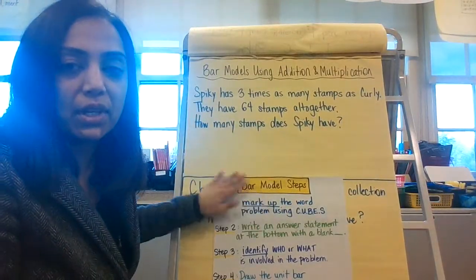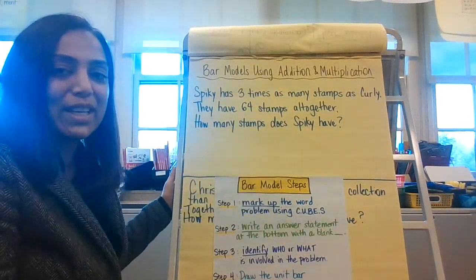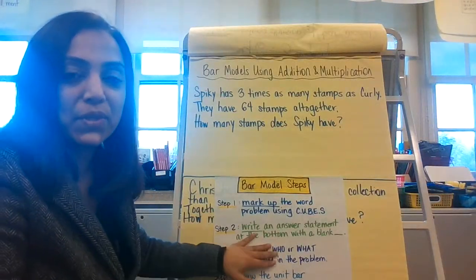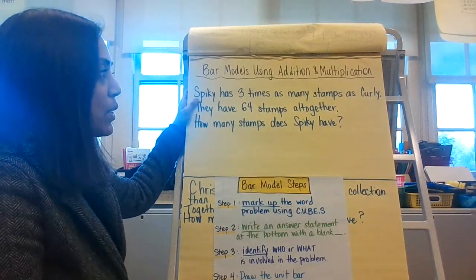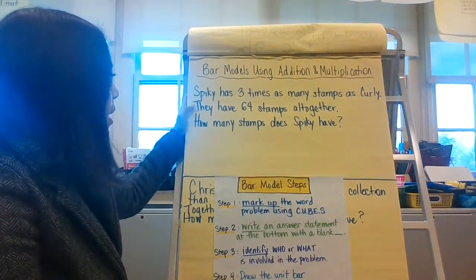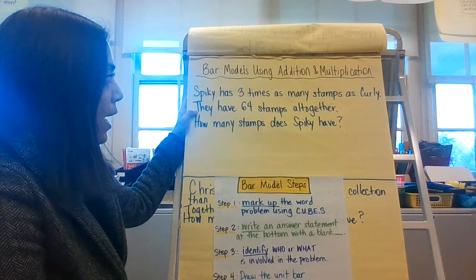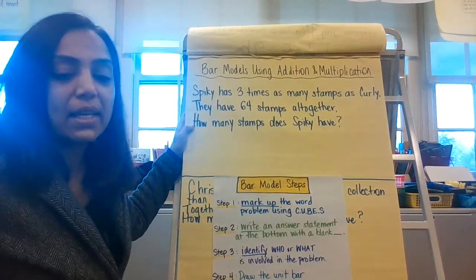And I'm just going to put this here. I just don't have the space on the screen. So I'm going to put this over here, and then you won't see this again for the second one. Okay. So it says here, Spiky has 3 times as many stamps as Curly. They have 64 stamps altogether. How many stamps does Spiky have?